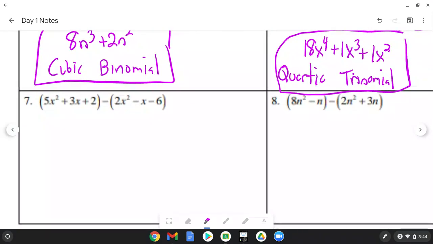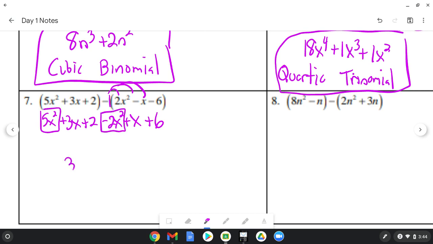And then the last 2, there's a minus sign for 7, so that means there's a negative 1 there. We distribute it in, and we get negative 2x squared plus x plus 6. I drop down the first parentheses. I look to see what we can combine now. So that'd be this 5 and this negative 2. That'd give me 3.